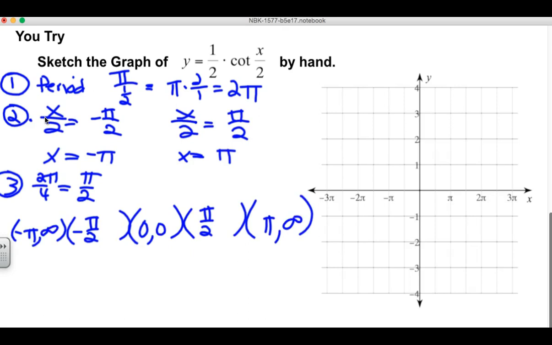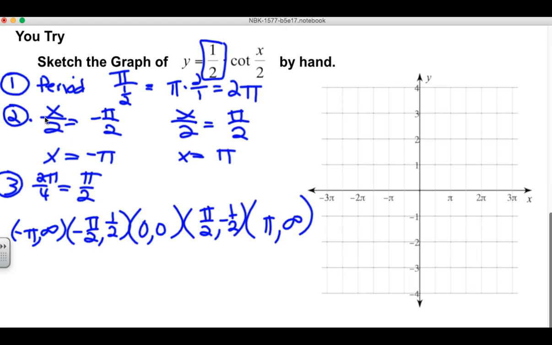The middle one is at 0. And then the first one, since we're talking about cotangent, we're going to look at this number right here. And since it's cotangent, that's going to be positive on the second key point and negative on the fourth key point. If it was tangent, then they would switch. Or if it was negative 1/2 times cotangent, they would switch.